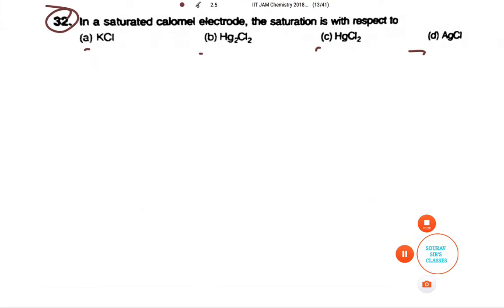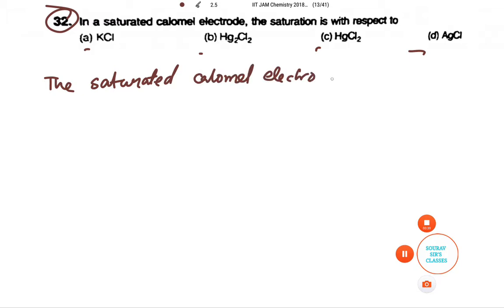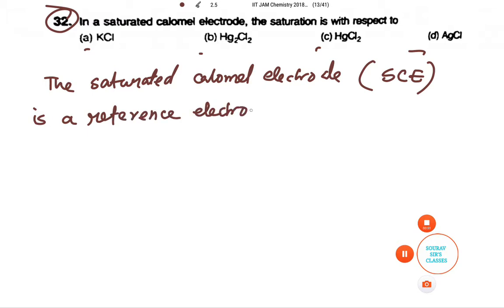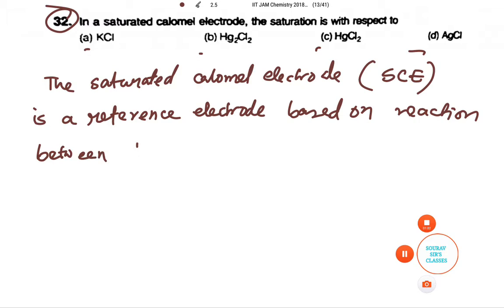So we know that the saturated calomel electrode, or the SCE, is a reference electrode based on the reaction between mercury as an element and mercury 1 chloride.